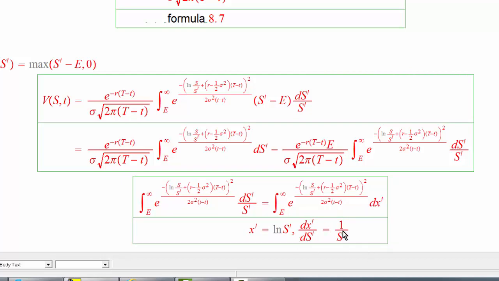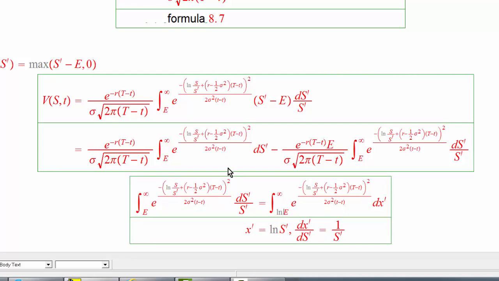Of course, I've got to change my endpoints. When s prime is equal to e, then x prime is equal to the ln of e. When s prime is equal to infinity, then x prime is equal to the ln of infinity. So the ln of infinity is infinity. We should probably do that with a limit, in proper integrals, but we'll approach this casually enough so it doesn't cause grief. But I've switched these to x's then.